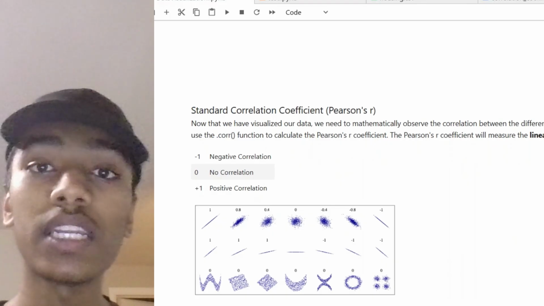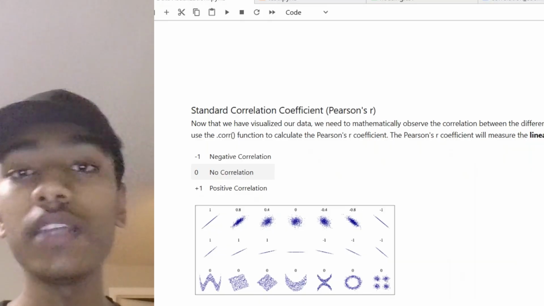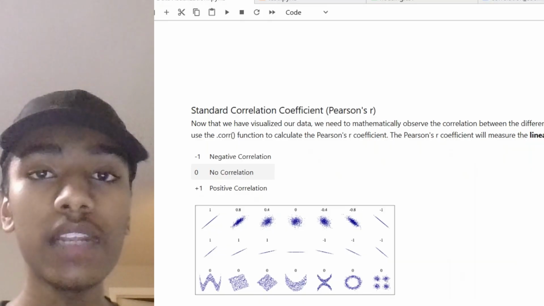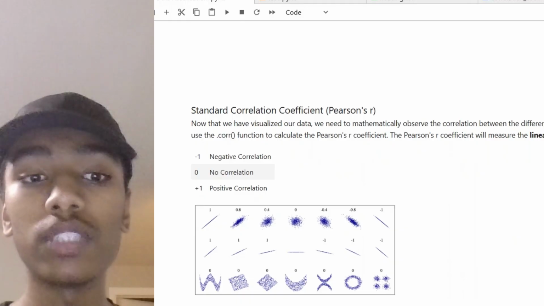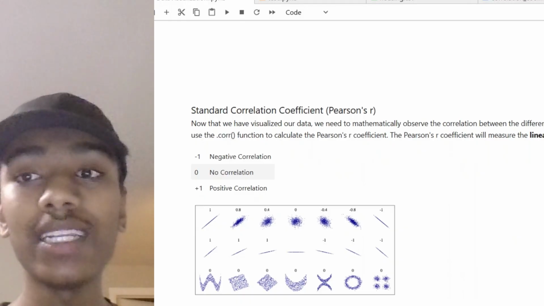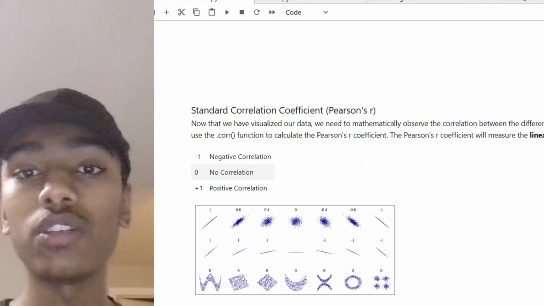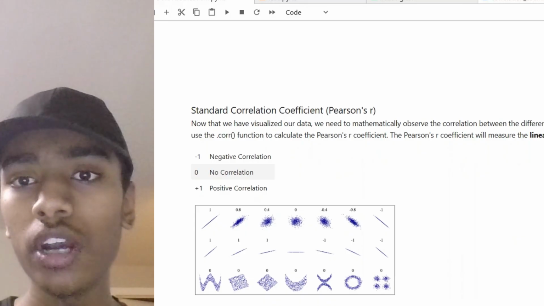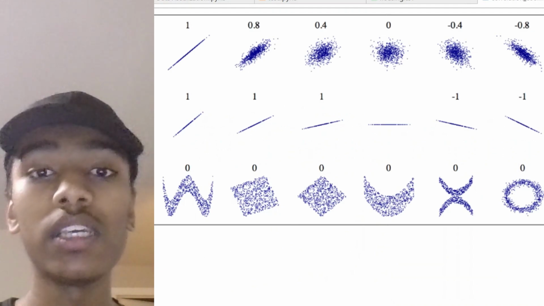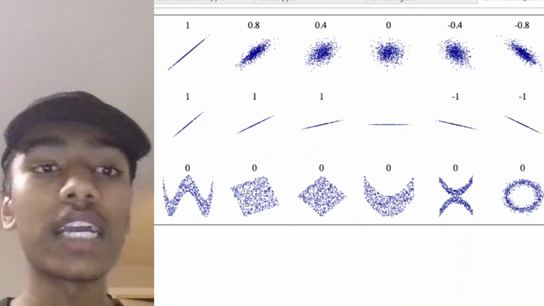Now, what is a positive correlation? A positive correlation simply indicates that as one value goes up, the other value also goes up. A negative correlation would indicate that as one value goes up, the other value goes down. A correlation of 0 indicates that there is really no correlation that you can draw between the two attributes under consideration. The image that we have here really displays how this would look graphically.